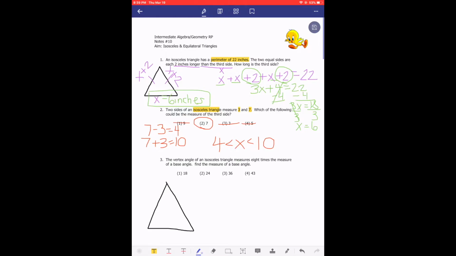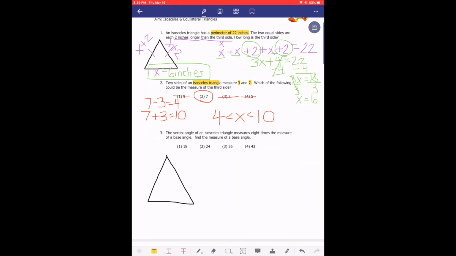Question 3. The vertex of an isosceles triangle measures 8 times the measure of a base angle. Find the measure of a base angle. So the vertex angle is 8 times, you want to think multiplication, the measure of a base angle. So remember, for the word problem, you always want to start with what's at the end of the sentence.